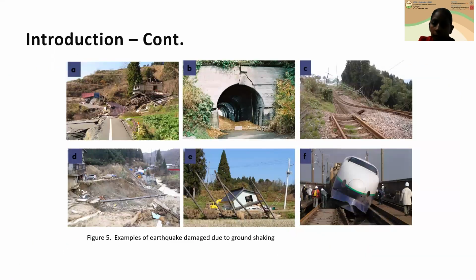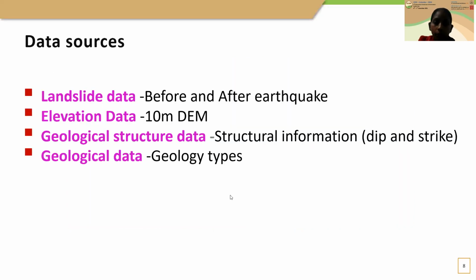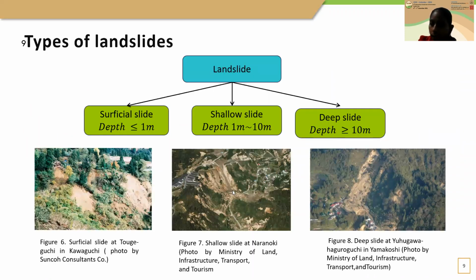And apart from that, the catastrophic earthquake caused extensive damage in the central area: Ojiya City, Nagaoka City, where I lived in Japan, and Yamakoshi village. And you can see it on figure 5. So these are the data sources that I have used in this research work. And now let me move to the types of landslides.